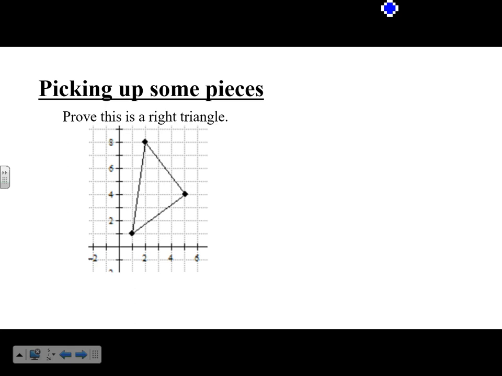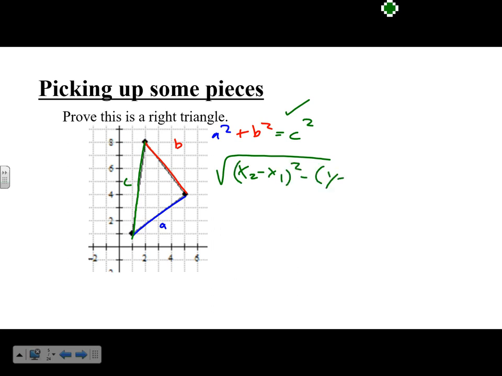So find the distance of this length. We'll call it A. Find the distance of this length. We'll call it B. And then find the distance of this length, we'll call it C, and then just make sure that a squared plus b squared is equal to c squared. Make sure that's true. Plug those numbers in and see. Remember to use the distance formula. It is x2 minus x1 squared plus y2 minus y1 squared.